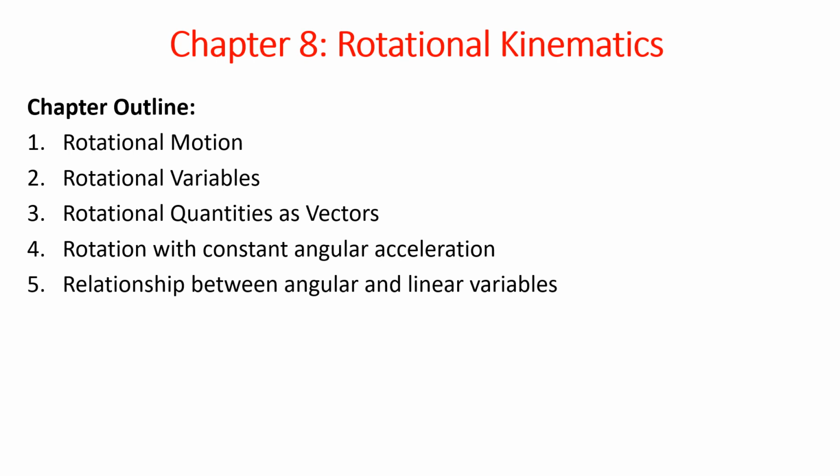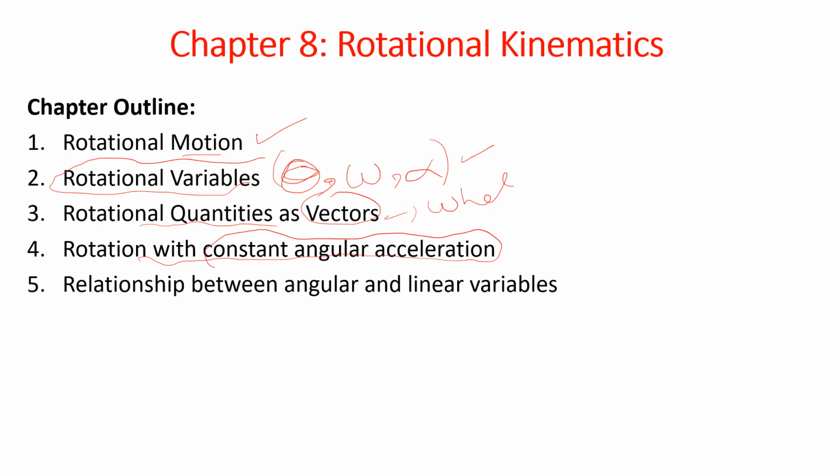Now this is the basic outline of this chapter. The first heading which we are going to discuss is rotational motion. The second heading is rotational variables, which includes angular displacement, that is theta; second, angular velocity, omega; and the third one is angular acceleration, that is alpha. In the third heading, we are going to discuss rotational quantities as vectors, whether they are vectors or not. In the fourth heading, we are going to discuss rotation with constant angular acceleration. And the last heading is the relationship between angular and linear variables.